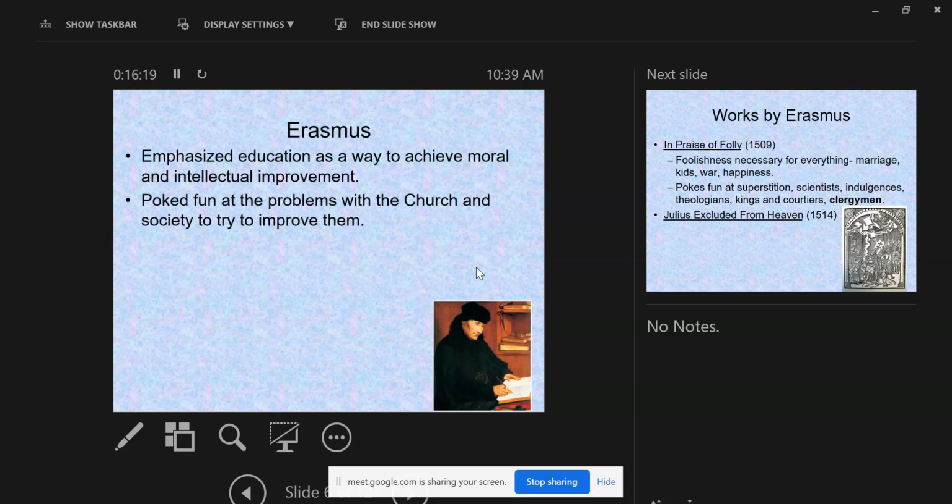Now Erasmus is funny. He's known for being funny, and sometimes I think being funny is nice because if you say things in a sarcastic way rather than a critical way, sometimes you don't get in as much trouble, and that's exactly what Erasmus is doing. Erasmus pokes fun at the problems with the church. He pokes fun at problems with society. His end goal is that people will change, that society will change, or the church will change. But it's funny rather than critical.